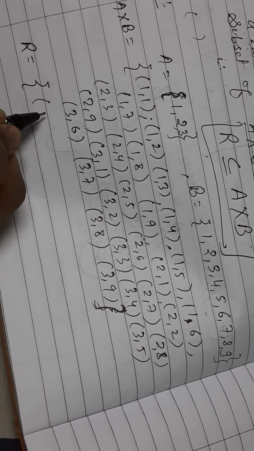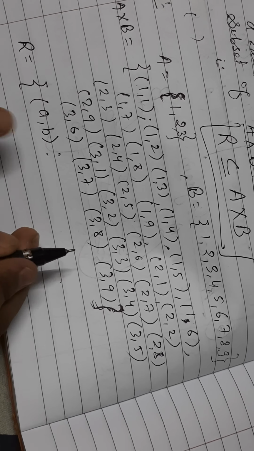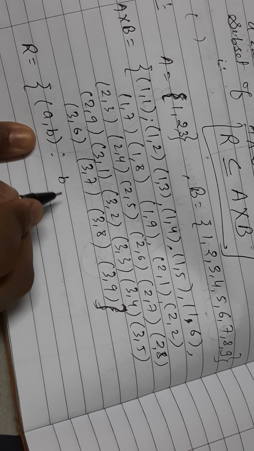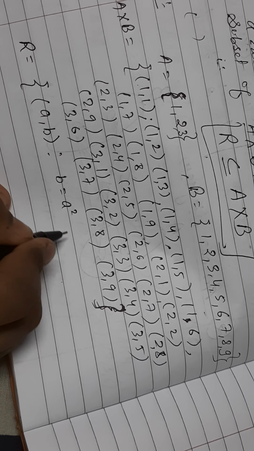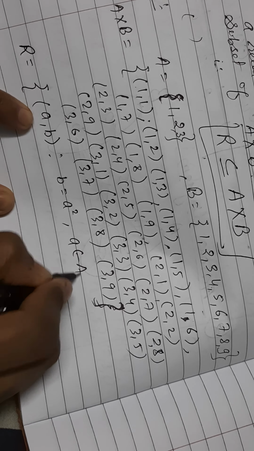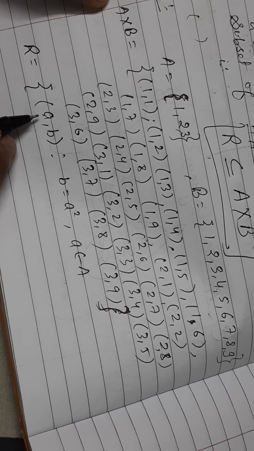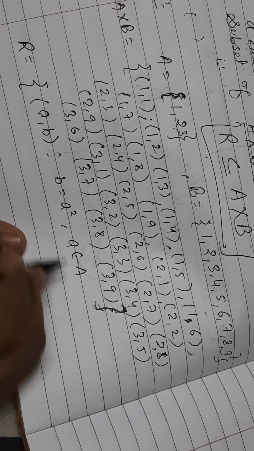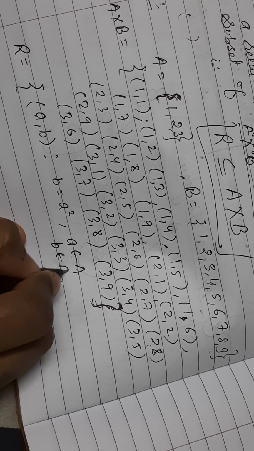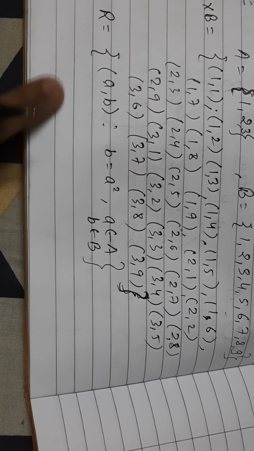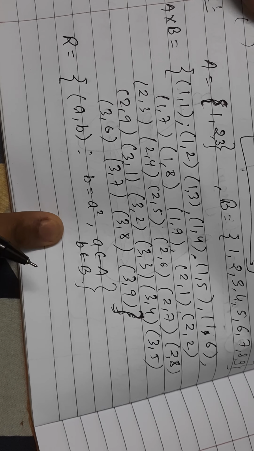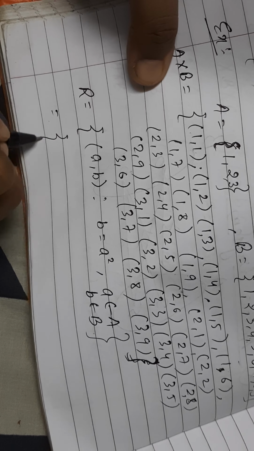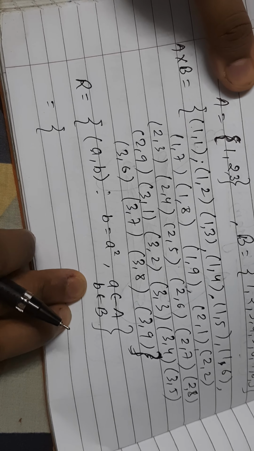So relation R is the set of (a, b) such that this second element b is equal to a squared. b is the square of the first element, where small a belongs to capital A and small b belongs to capital B. So I have defined a relation like this. Now it's in set builder form. Now we will write it in tabular form.